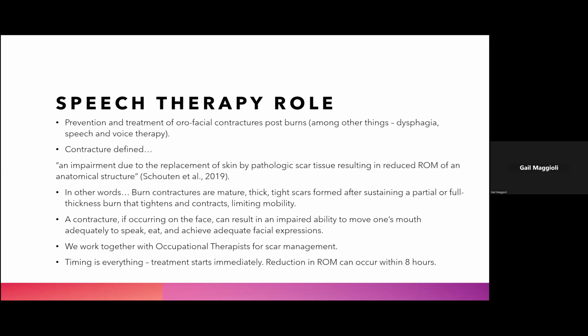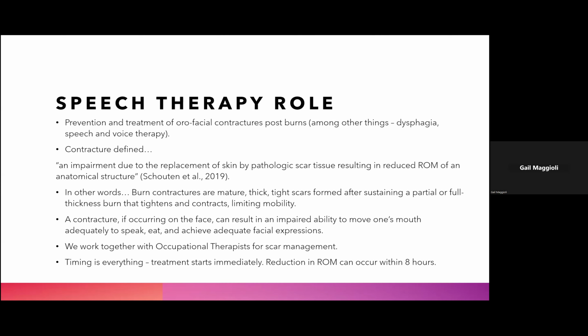So then getting to my role as a speech therapist, I play quite an important role in prevention as well as treatment of oro-facial contractures post-burn injury. So although typically as speech therapists, we work with dysphagia, the swallowing disorders, the speech and voice and all of that, within this population I'm going to be focusing more on my role in terms of oro-facial exercises and trying to prevent these contractures from occurring.